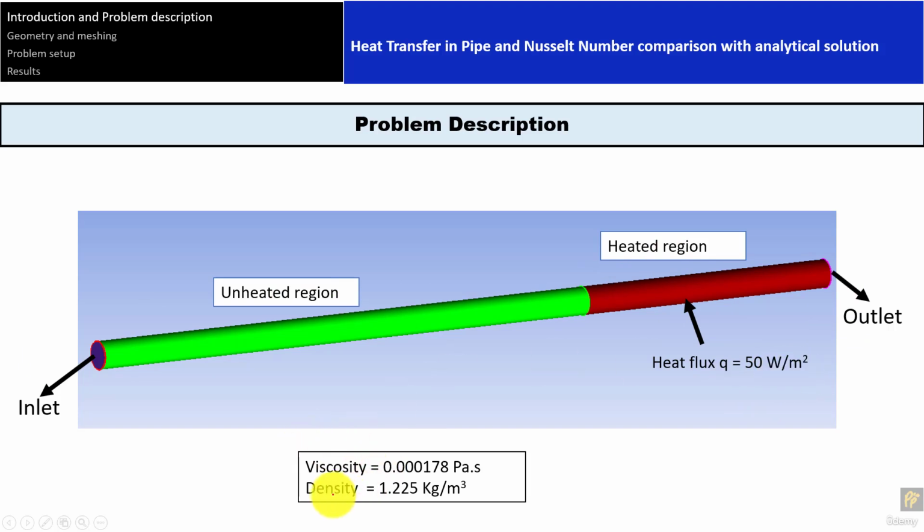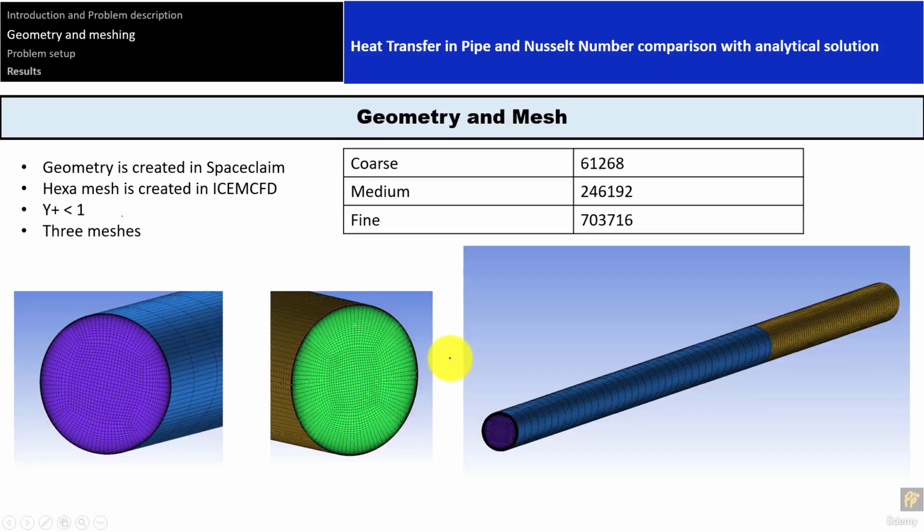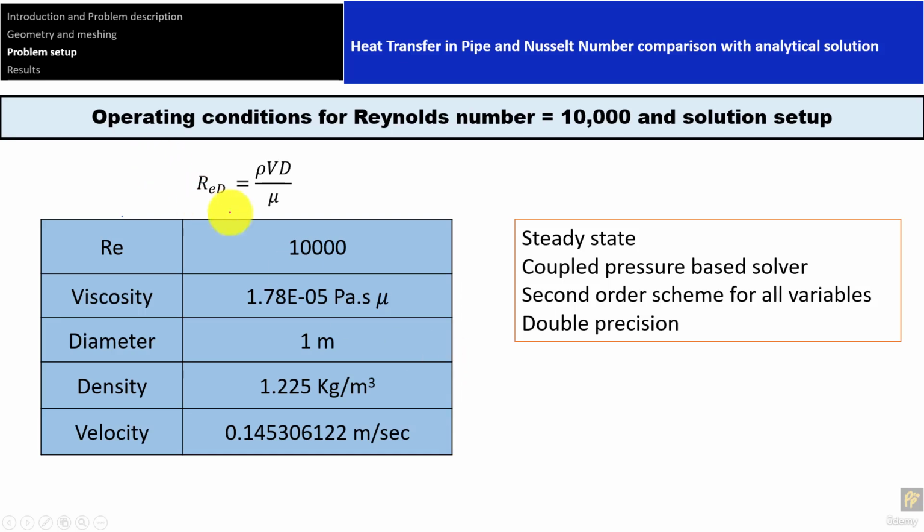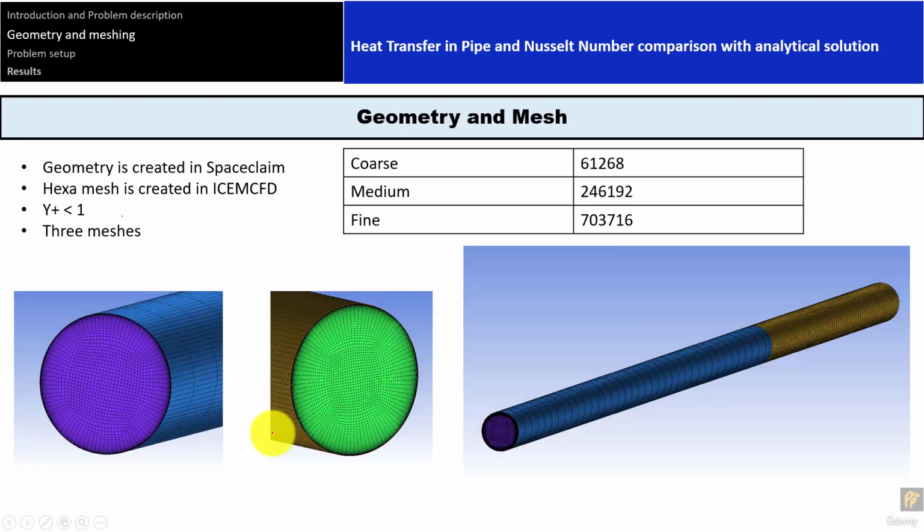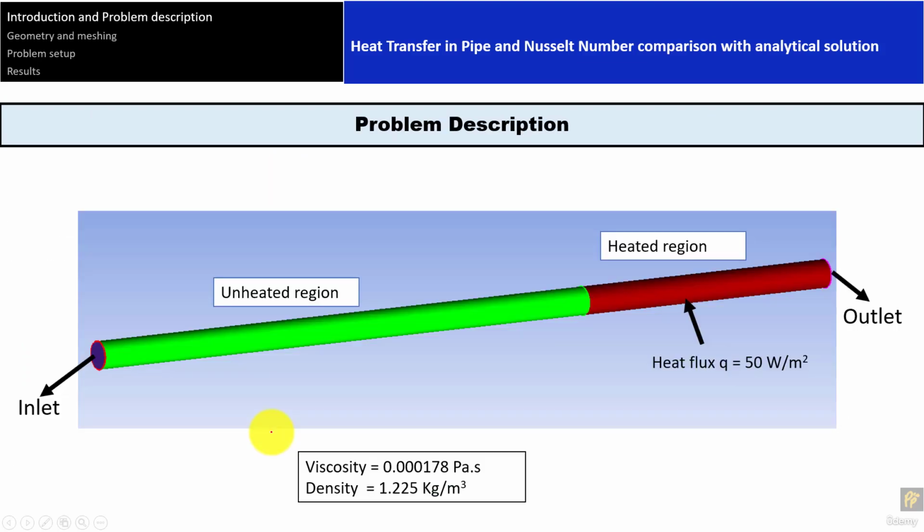And the viscosity and density are taken for air, and then we can find out the value of velocity from the Reynolds number, viscosity, diameter, and density. So we can use the Reynolds number formula, and we can find out the velocity, which is equal to Reynolds number times viscosity divided by density divided by the diameter. So it becomes 0.145. So this is about this whole problem description.